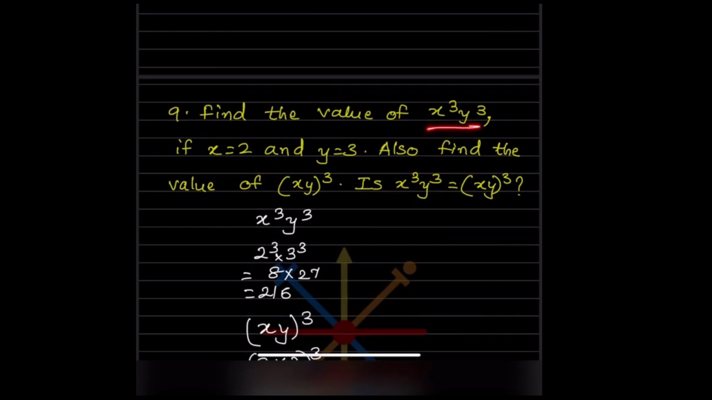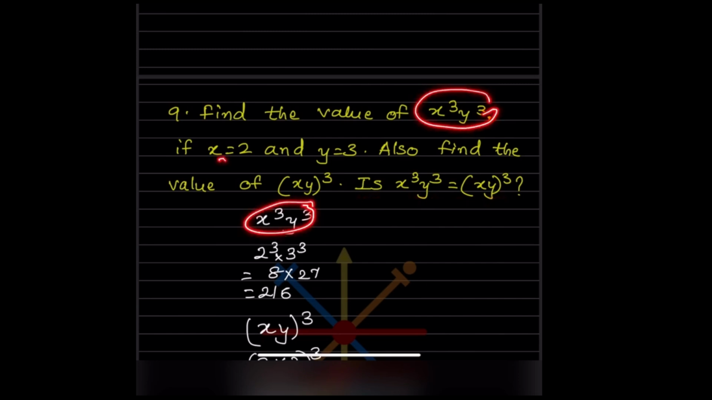Find the value of x cube y cube if x is equal to 2 and y is equal to 3. Also find the value of (xy) whole bracket cube. So then we have to see if x cube y cube is equal to (xy) cube. So now let us take this one first.